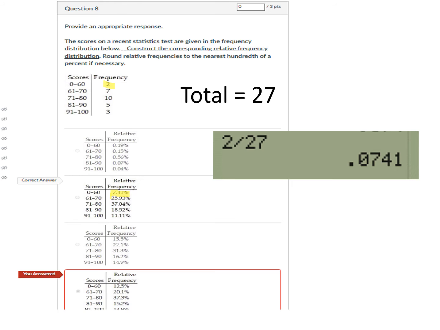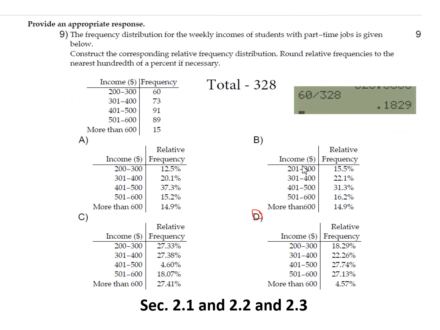2 divided by the total of 27 is 0.0741. Change that to a percentage, move the point here again 2 places, or multiply by 100. It's 7.41. Once I saw that first answer was correct, there's no other one of these that had that correct 7.1%. I'm not sure how you calculated 12.5. 2 was the frequency, 27 was the total. 2 over 27, you see it there.